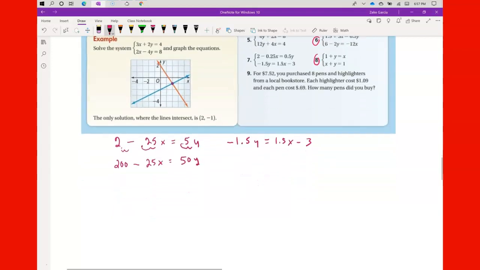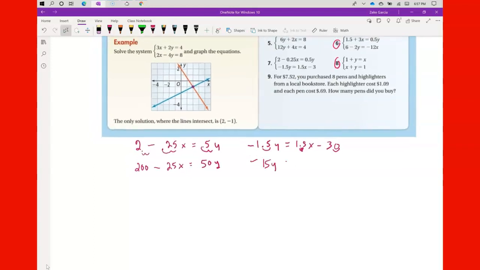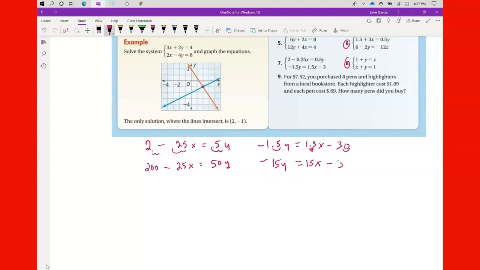And I'm going to move this up so we can have space. This one I'm going to move 1 space to the right, so you have 30. So what you actually have is negative 15y equals 15x minus 30. And that's going to help you to solve for y, because here we just have to divide by 50, right?